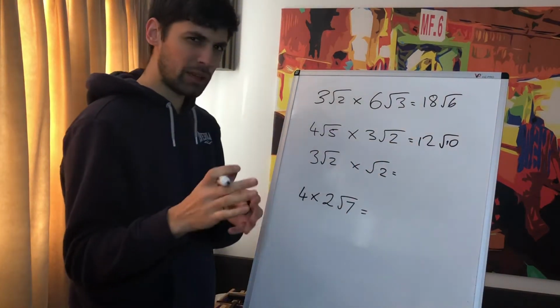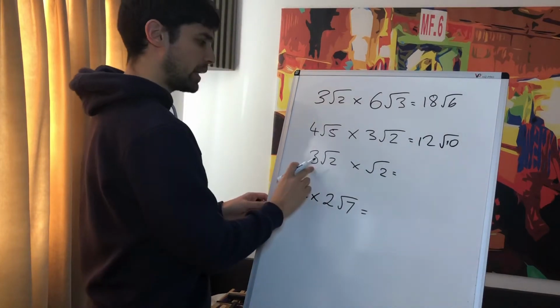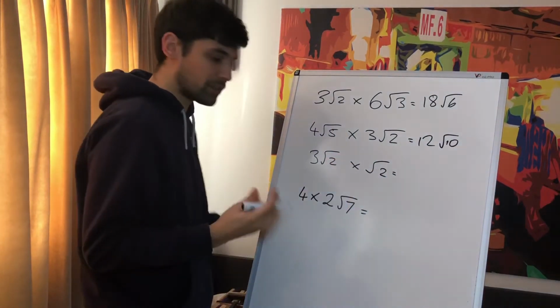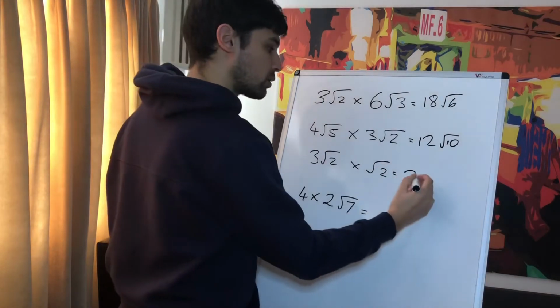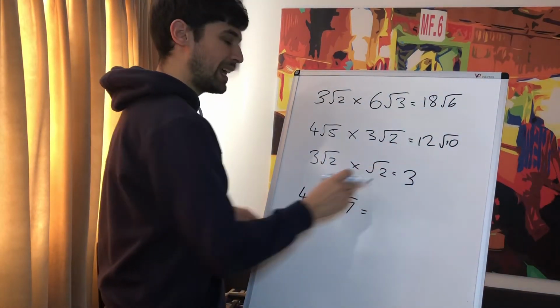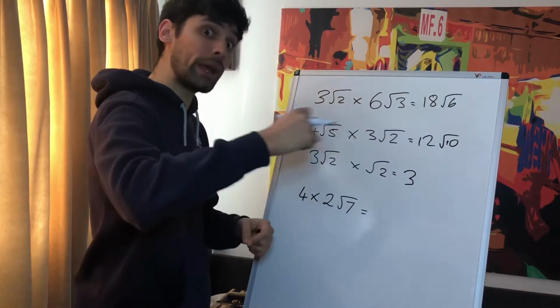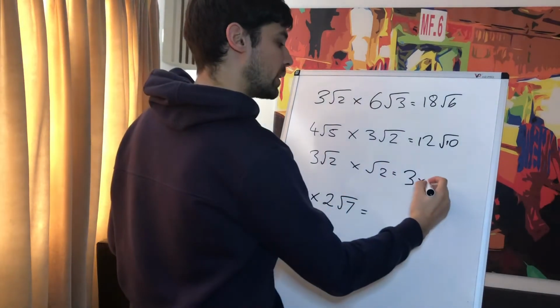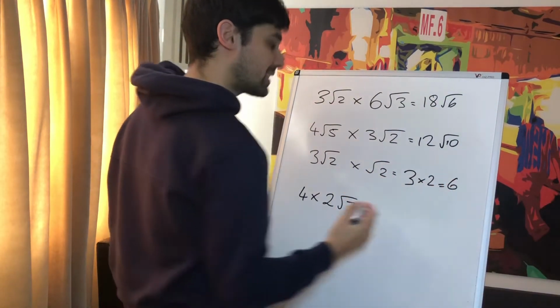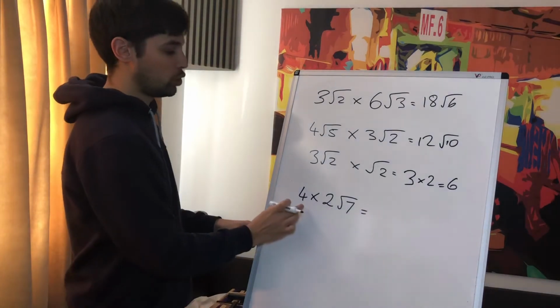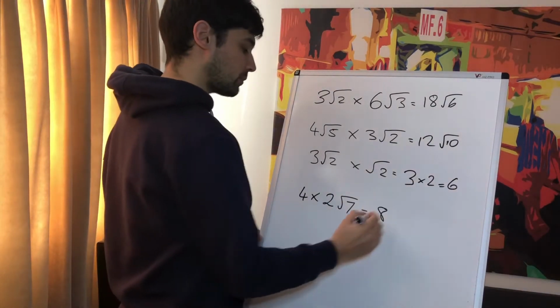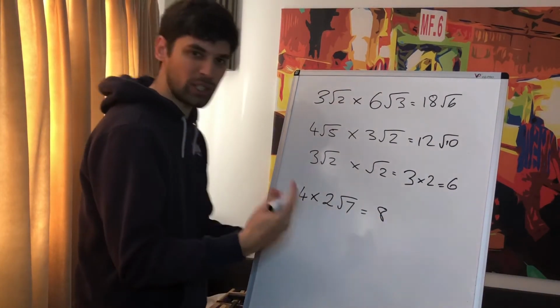Here, people get a little bit confused, but there's no need to. 3 times, there's no number there, but it's effectively 1. So 3 times 1 is 3. Root 2 times root 2 is root 4, which we know is 2. So we'll do 3 times 2, which is 6. And then here, numbers go with numbers, so that's going to be 8. And there is no other surd to times this one by, so it just stays as root 7.